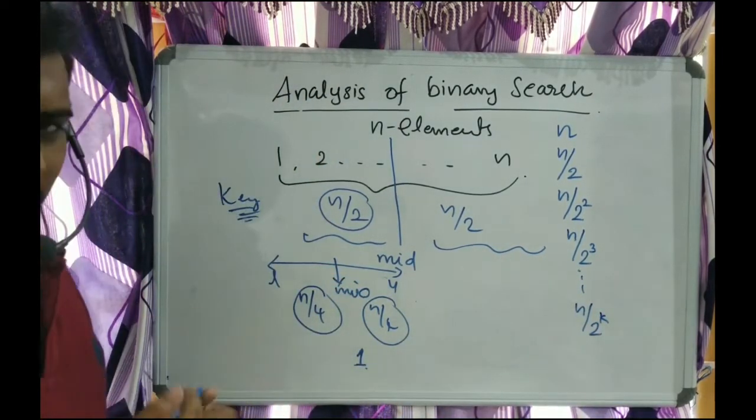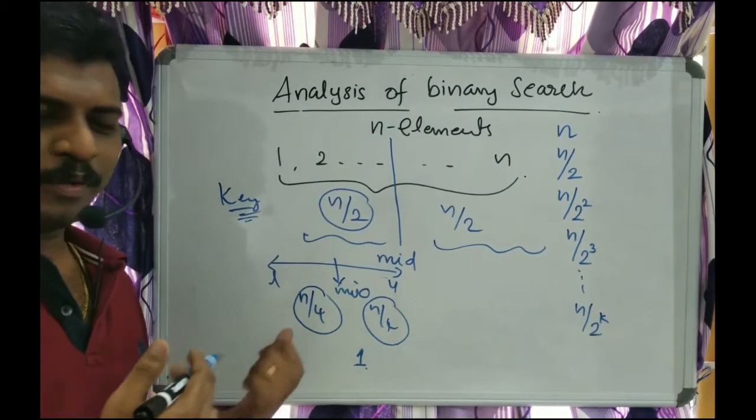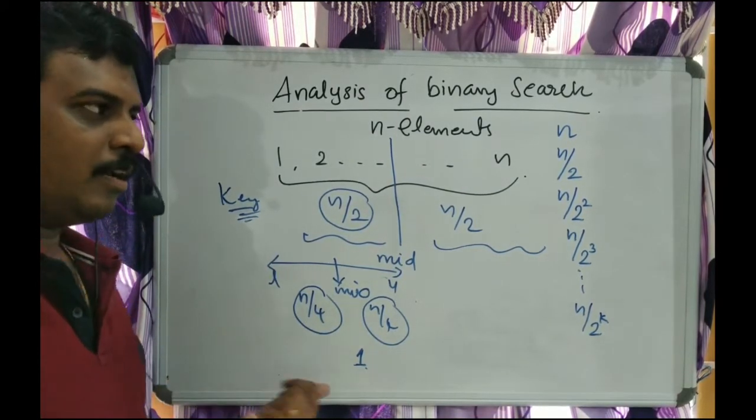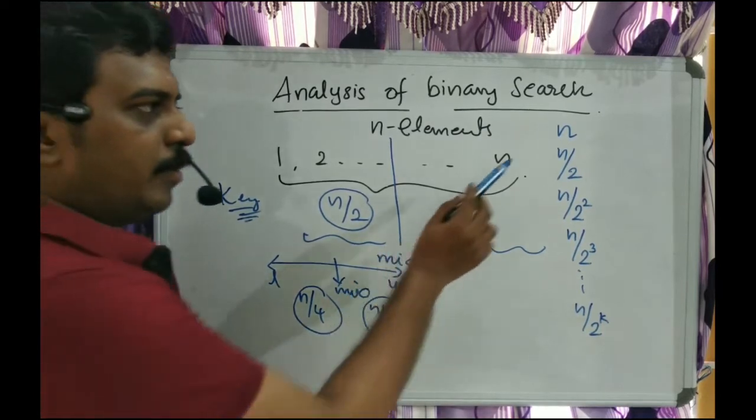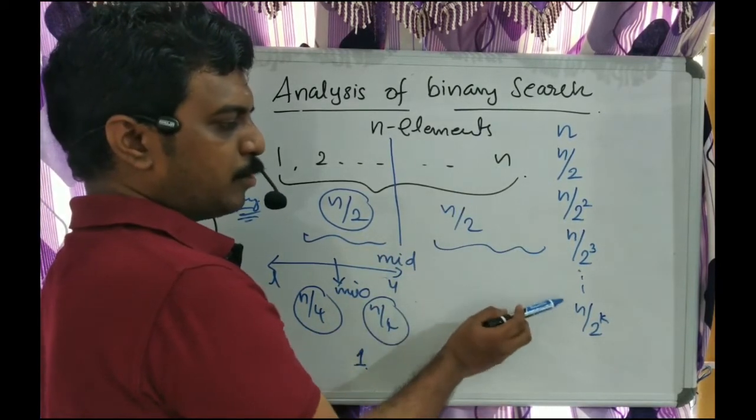Okay, so this is the simplest method. After that, I will explain how we can form the recurrence equation and how we can solve it. So n by 2 squared, n by 2 cubed, etc.